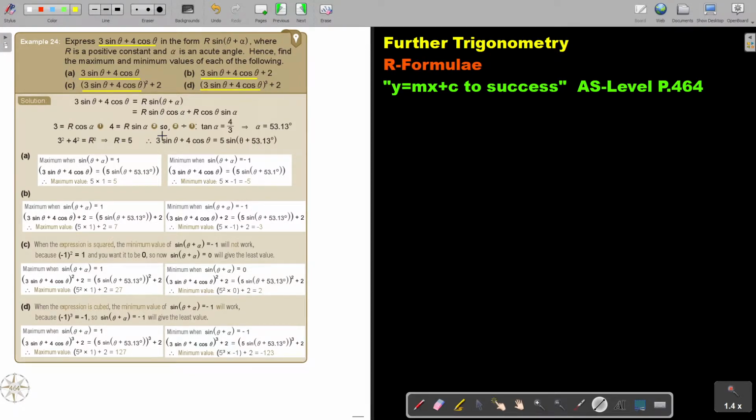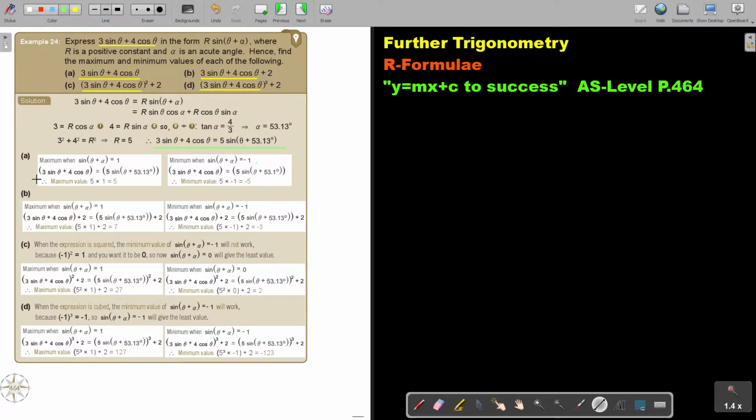And then we are working with this. Now we can go further with this. Okay. Now, the first one is straightforward. So we will get a maximum, think of the sin graph, when this is positive 1, and a minimum when it's negative 1. So basically, I just have to substitute.